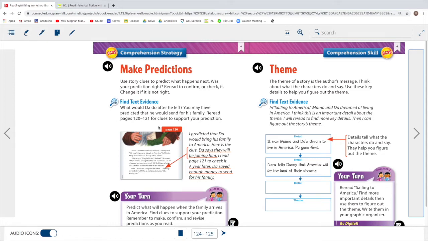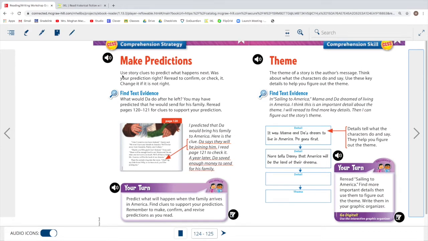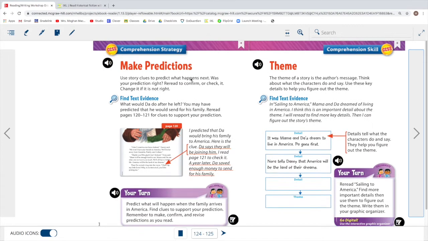So, for example, maybe in the story we read yesterday, you predicted that Dot was going to bring his family to America. Here was the clue, right? "Cheer up, my little loves. Why, in no time at all, you'll be joining me." Well, a year later, Dot saved enough money to send his family, so you know your prediction is correct. We'll work on those predictions more this week, especially with our story that we're going to read tomorrow.